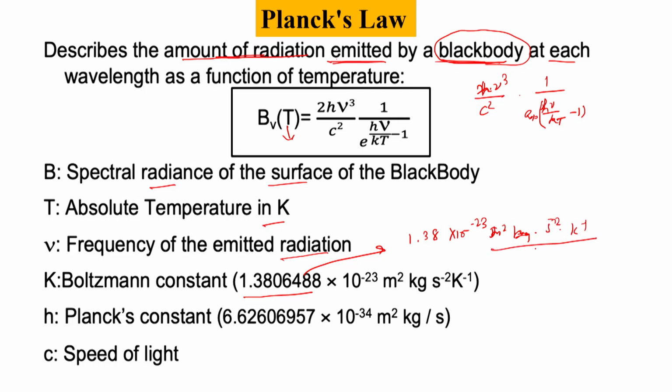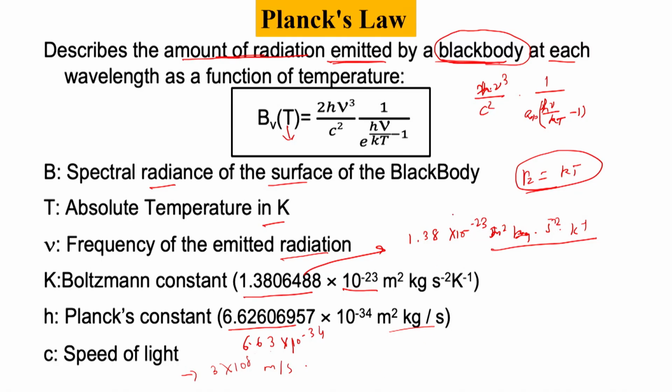This unit can be converted into joules, because energy, remember, E equals kT, and energy is in joules, so you can calculate the unit of k as joules per Kelvin. Then you have h, which is the Planck constant. We usually remember 6.63 times 10 to the power minus 34, in meter squared kilogram per second, and c is the speed of light, which is 3 times 10 to the power 8 meters per second.